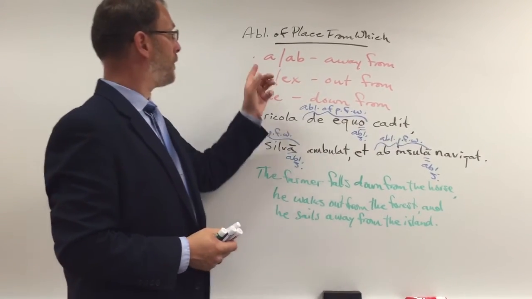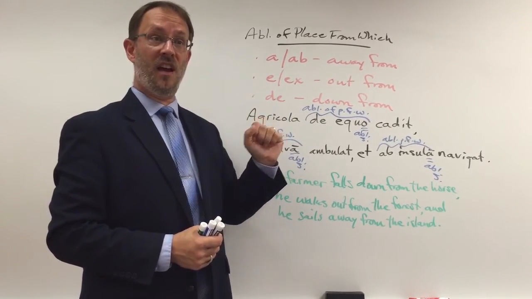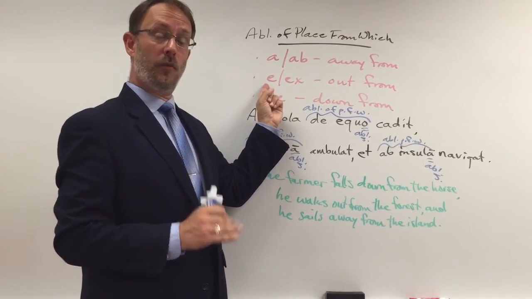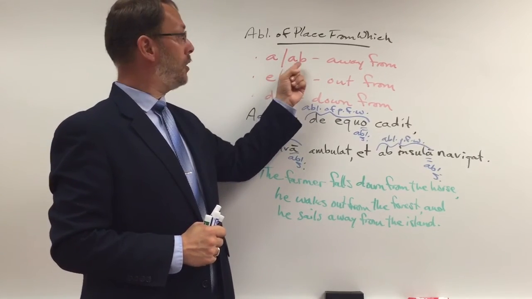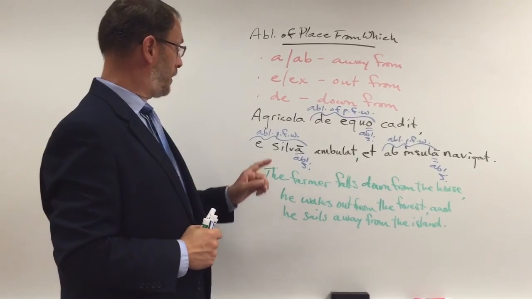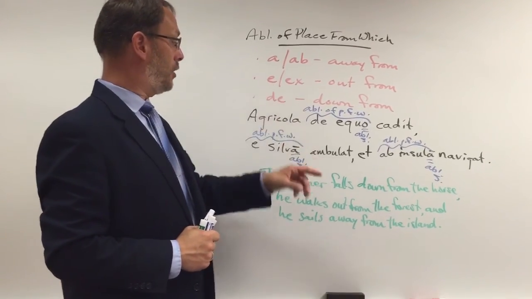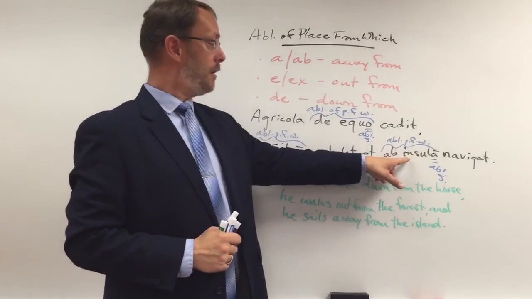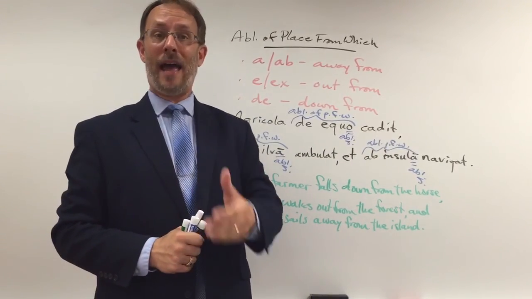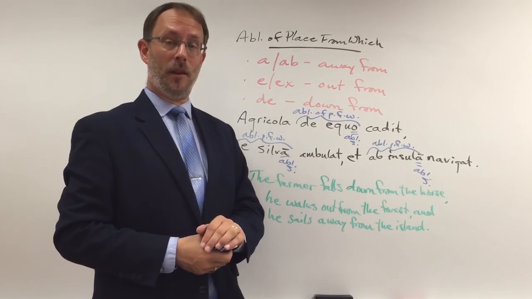There's one other thing to notice. With a and ab, you've got two forms of the preposition. Same thing with e and ex. The only difference is that you use a or e in front of words that begin with a consonant, and you use ab and ex in front of words that begin with a vowel. Notice I used e before silva, because silva begins with the consonant s. And I used ab in front of insula, because insula begins with the vowel I. It's just like a and an in English, right? I bought a book, but I bought an apple. And that's what's going on with ablative of place from which.